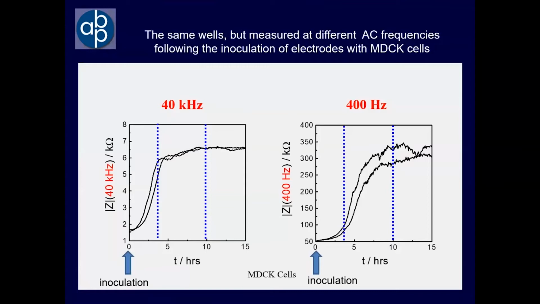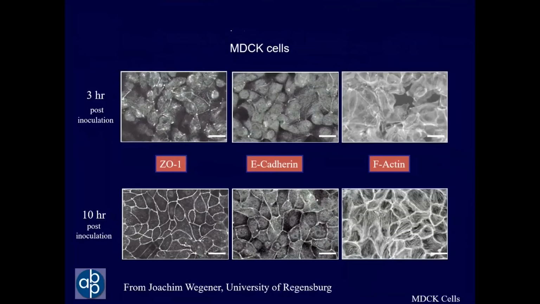If you look at these cells at these 2 different times indicated by the blue lines, 3 hours and 10 hours post-inoculation, this is what you see. At 3 hours, the cells are in place. They have attached, they have spread, but if we stain them for the tight junction proteins ZO1 or E-cadherin, notice they're very diffuse at 3 hours. But at 10 hours post-inoculation, clearly the tight junctions have formed.